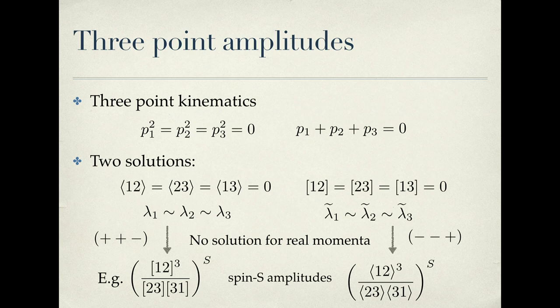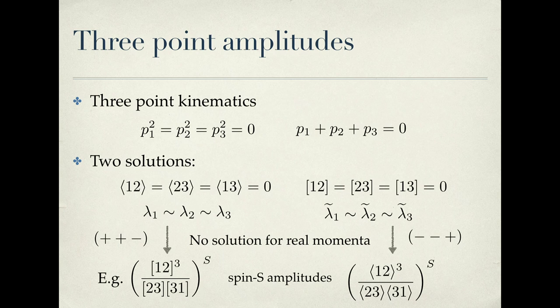Okay, then we discussed the three-point amplitude. There are these on-shell conditions on the massless three-point amplitude, and there is momentum conservation. If we want to solve these conditions, which are very constraining equations, we find two solutions. Either all the lambdas are proportional, and then all these brackets with lambdas are zero, or the other way around. Now we can take the solution which doesn't exist for real momenta, because if lambda and lambda tilde are conjugate, then both of the conditions must be satisfied, which means all the brackets are zero, and in the end we actually get that all the momenta are zero. But if they are independent, if the momenta are complex, these two solutions exist.